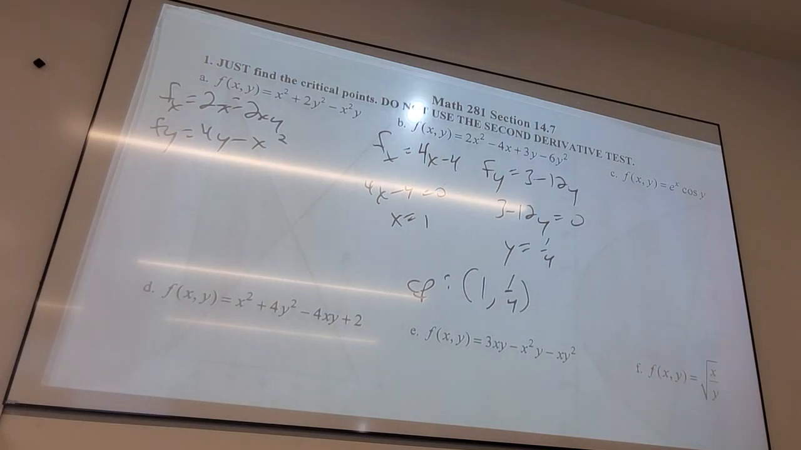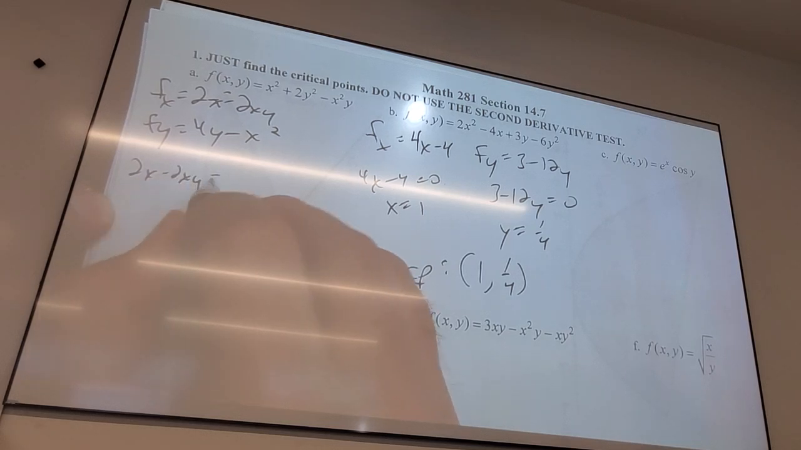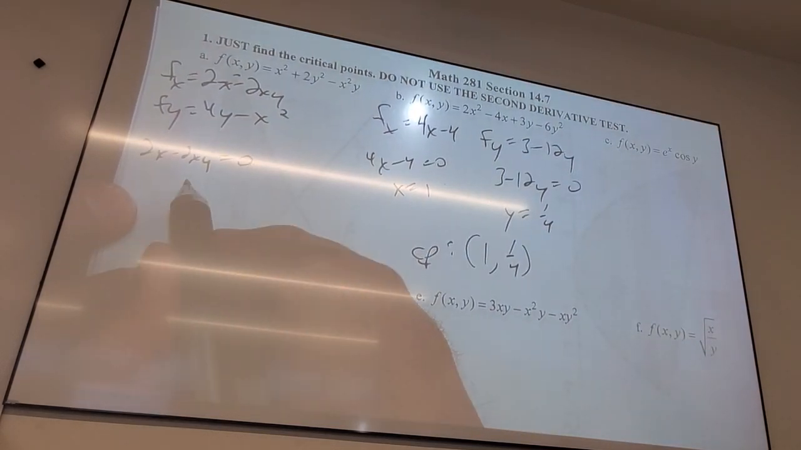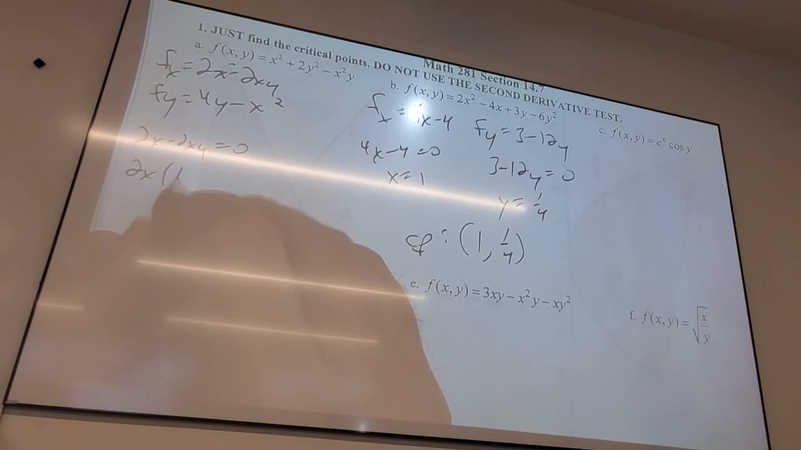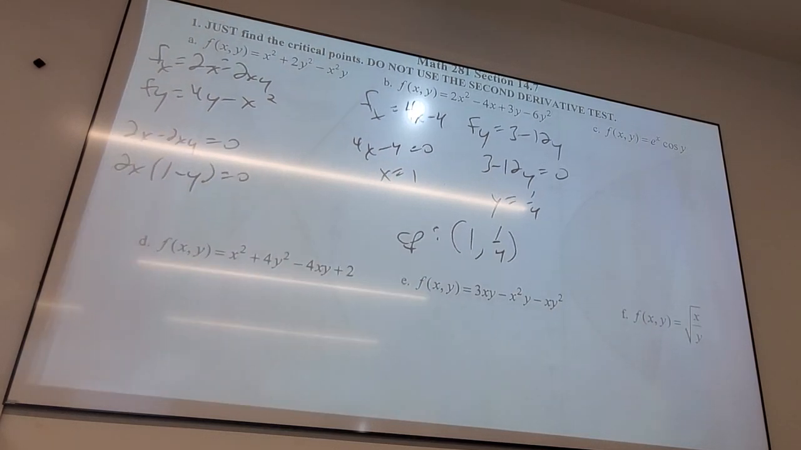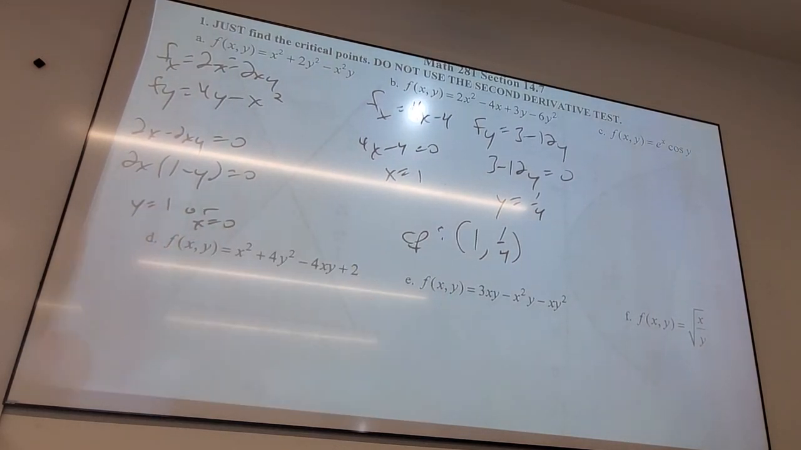Now, this one's kind of tricky. If you set fx equal to 0, what do you get? Oh, gotta be careful. So if I factor this thing, I get that, yes? So either y equals 1 or x equals 0? So far so good?